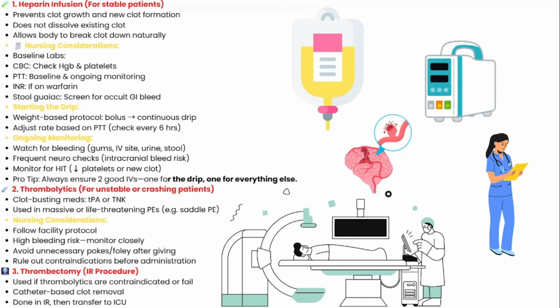And you're going to be monitoring for bleeding, like checking the gums, IV sites, the urine, the stool. And you're going to assess neuro status regularly because we're monitoring for any intracranial bleeding. And you're also watching for heparin induced thrombocytopenia, which is going to be just a drop in the platelet count. And if this happens, you need to stop the heparin and notify the provider immediately if you suspect it.